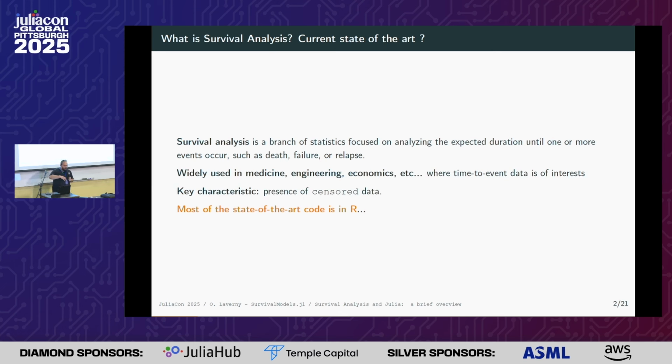This theory is widely used in medicine, of course, but also in engineering for failure of equipment, in economics, and in a lot of fields. The characteristic is the presence of censorship. I'm going to describe what it is later. The field has existed as a theory for a while, and since computers came around, there were implementations of it, and most of the state-of-the-art code today is basically in R. And this work, and what I've been doing for a few years, is an attempt to port some of that knowledge into Julia.